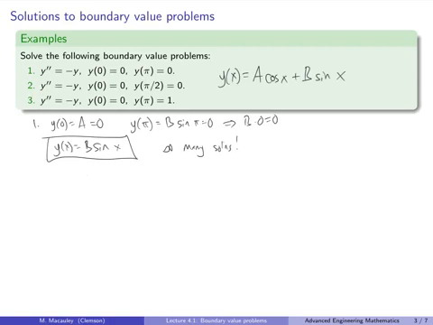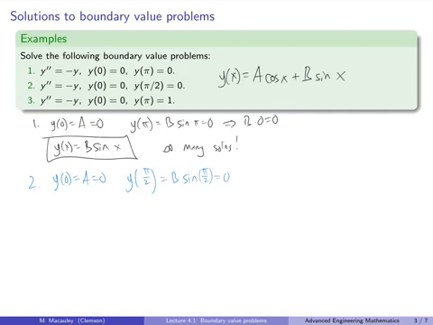Let's do the second problem. So it's got the same general solution, and now let's plug in these boundary conditions. That's what we usually call them. I'll use blue here. So y of 0 equals, as before, well, I guess for all of these, that tells us that a is equal to 0. So the difference comes when we plug in pi over 2. So if we plug in pi over 2, we get b sine of pi over 2 equals 0.